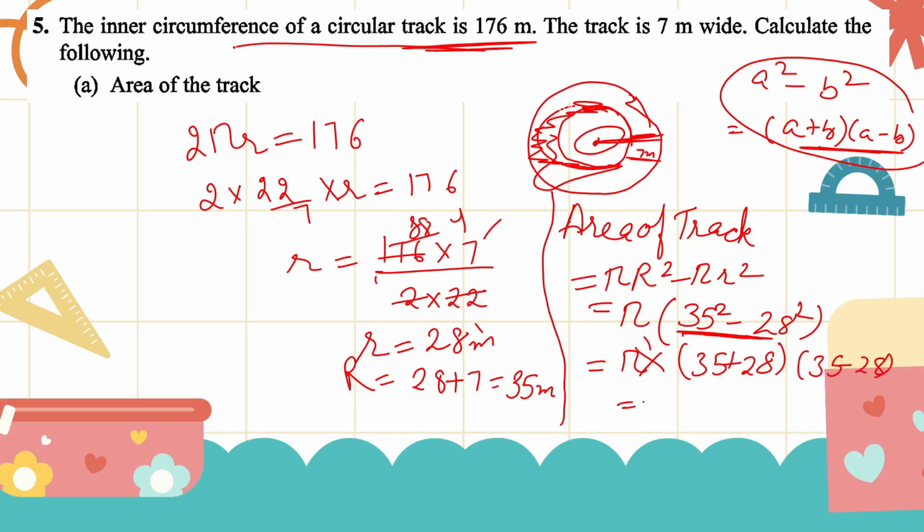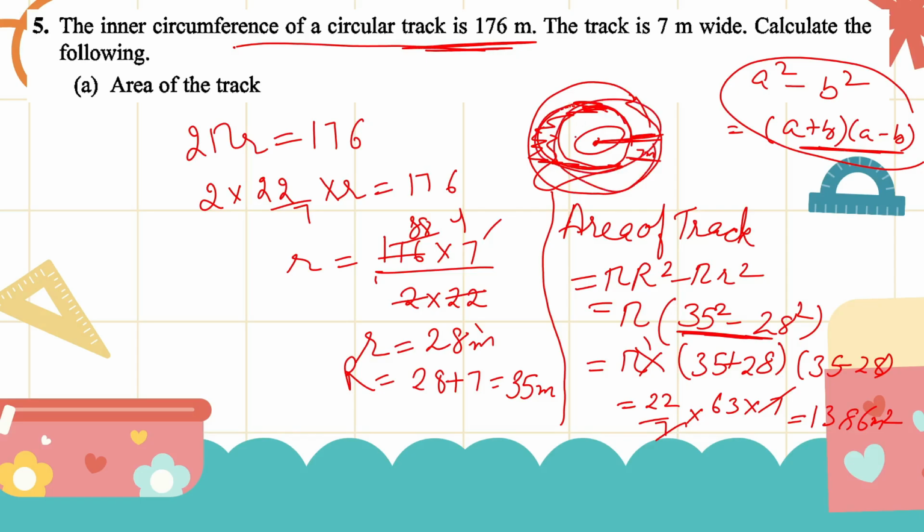Now we are putting the value of pi, 22 over 7, 35 plus 28, it will be 63, and it will be 7. 7 will cut with 7, and we will multiply 63 by 22, and we got our answer 1386 meters square. Now we got the area of track this way.